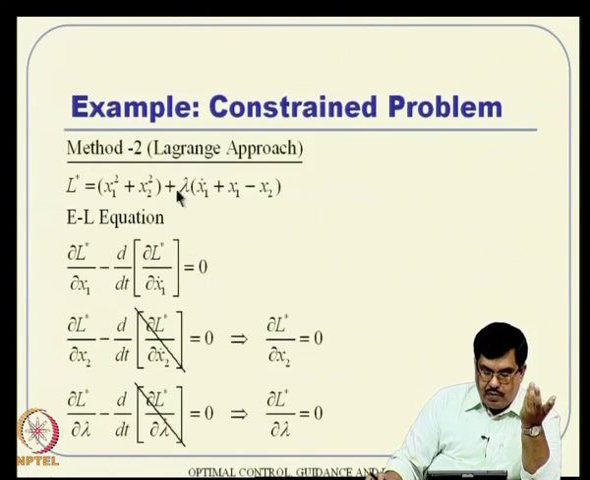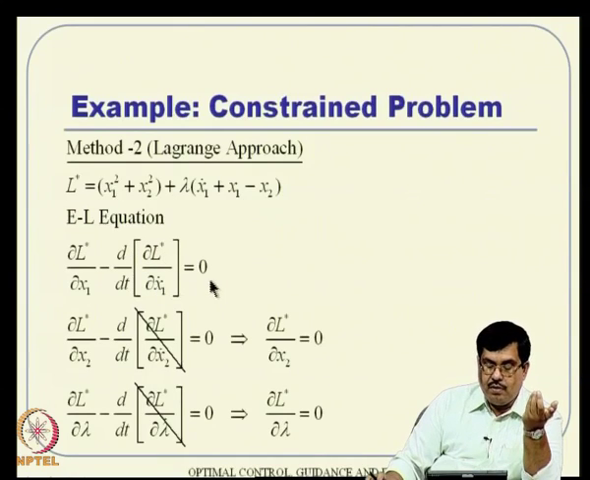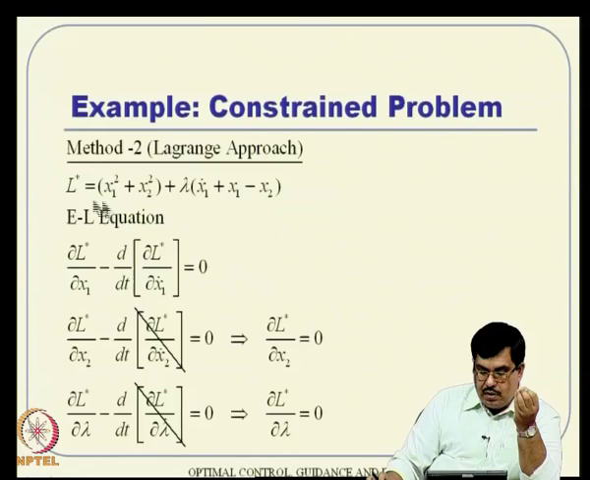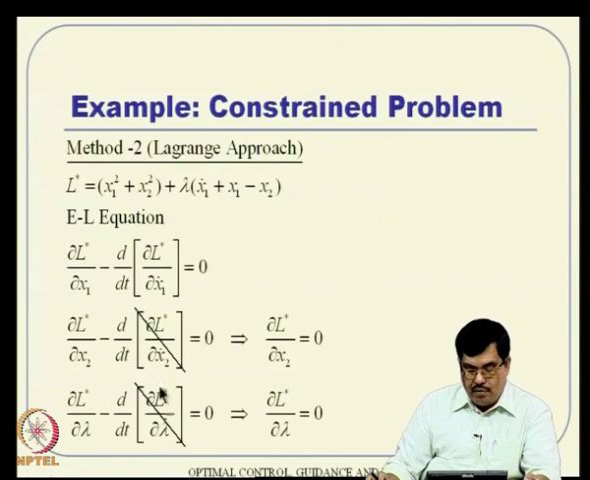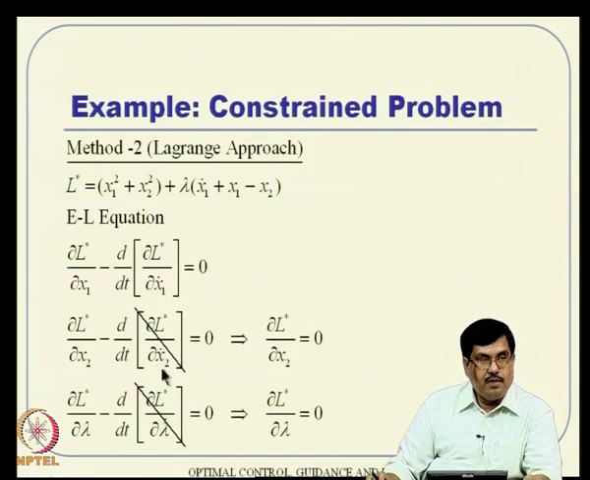Then when you start applying the Euler-Lagrange equation, you apply it component-wise. First we apply it with respect to x1: del L star by del x1 minus d by dt of del L star by del x1 dot equals 0. Similarly, you replace with x2 and formulate this equation, and likewise for lambda. It turns out that in this L star there is no x2 dot expression anywhere, and there is no lambda dot expression anywhere either. That is the reason why these two become 0, these two are gone.